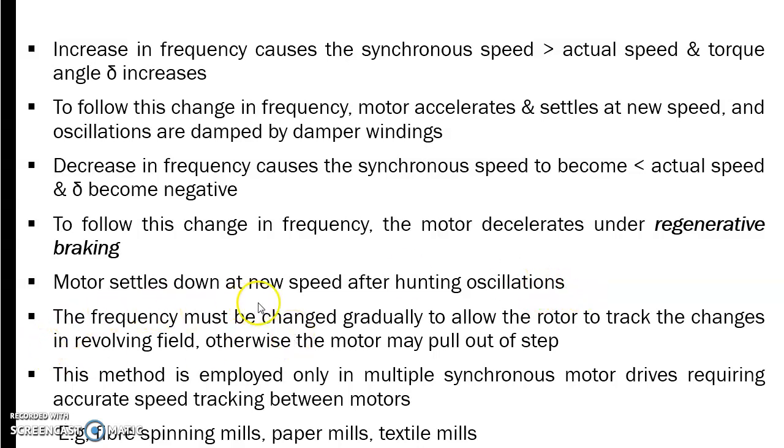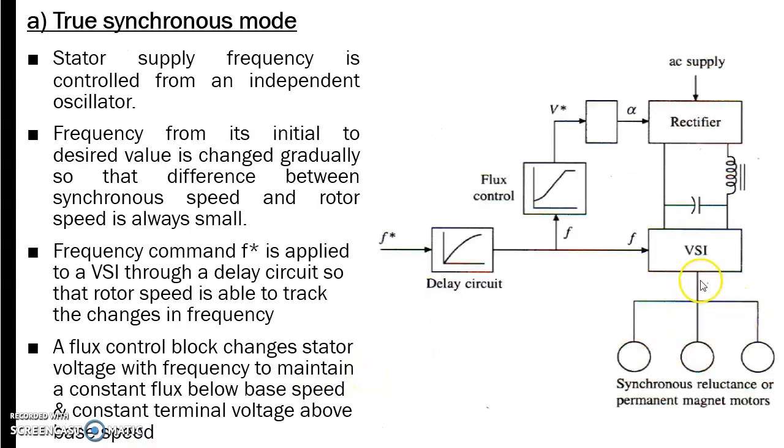The frequency must be changed gradually to allow the rotor to track the changes in the revolving field. Otherwise the motor may pull out of step. This method is employed only in multiple synchronous motor drives requiring accurate speed tracking between the motors. Examples are fiber spinning mills, paper mills, etc. So where multiple synchronous motors are used, it is preferable to use a true synchronous mode.